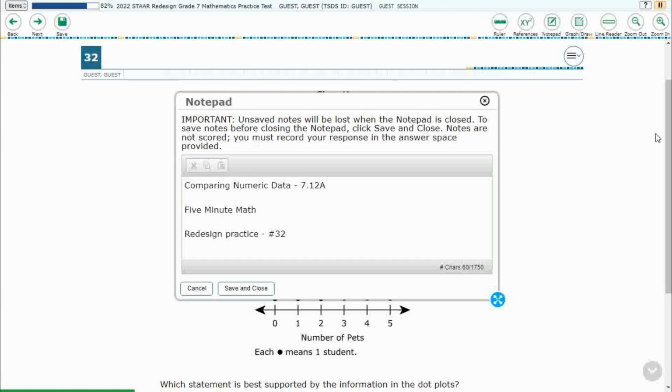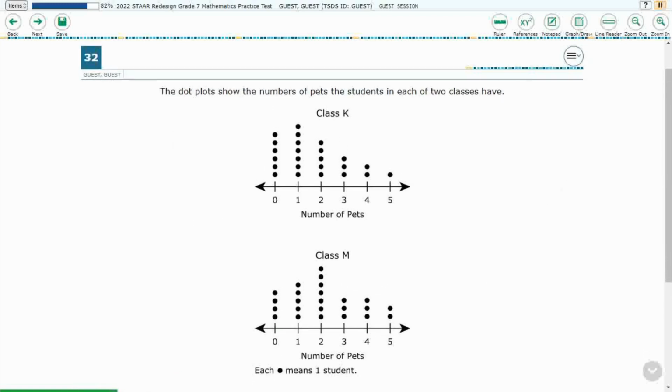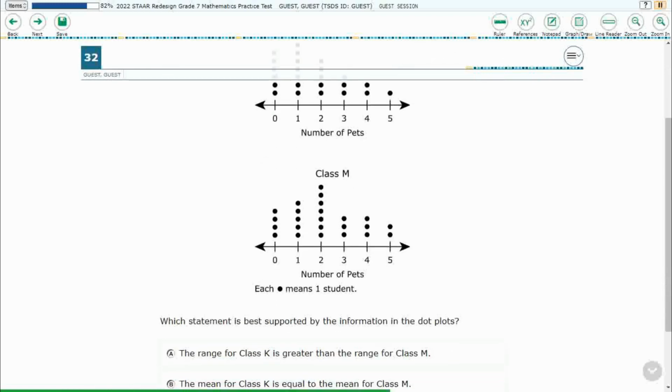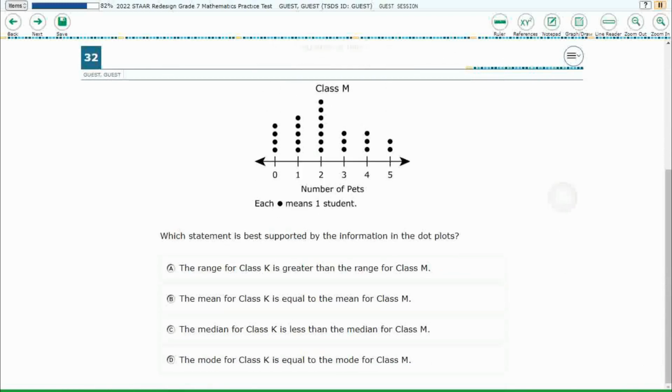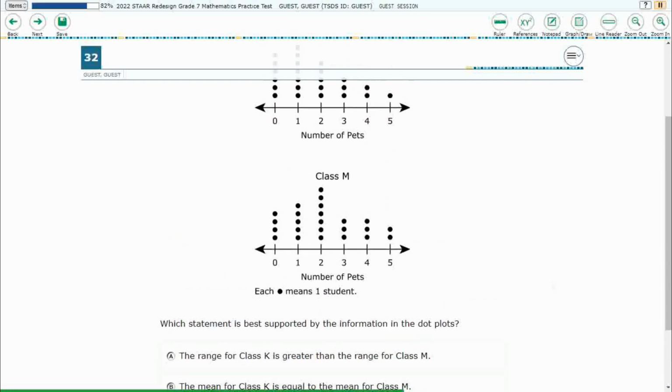Today we are looking at the 7th grade concept of comparing numeric data. This is standard 7.12a in the great state of Texas, and we are using item number 32 off the Redesign Practice online STAAR test. If you haven't done so already, please go ahead and take a moment to pause the video, work this problem out on your own, unpause it, and we will look at our answers together.